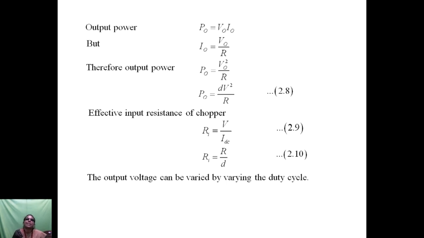So, output power P0 is equal to V0 I0. But I0 is equal to V0 divided by R. Therefore, the output power P0 is equal to V0 squared divided by R. That is, the output power is equal to D V squared by R. So, the effective input resistance of the chopper R is equal to V by I DC, that is, R by D. The output voltage can be varied by varying the duty cycle.